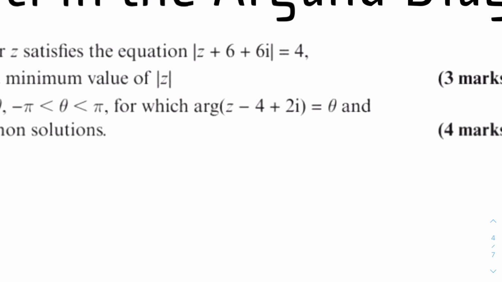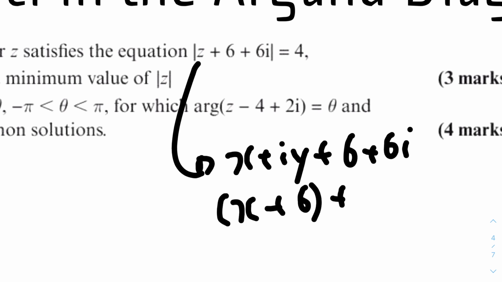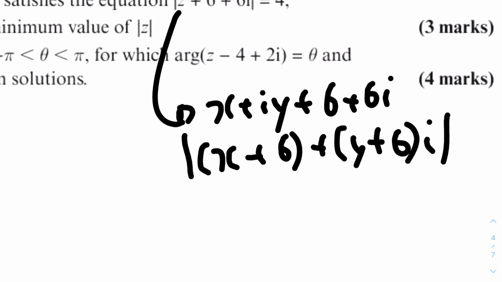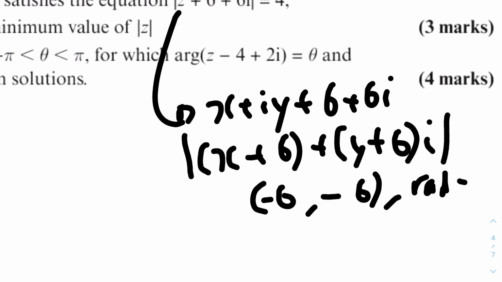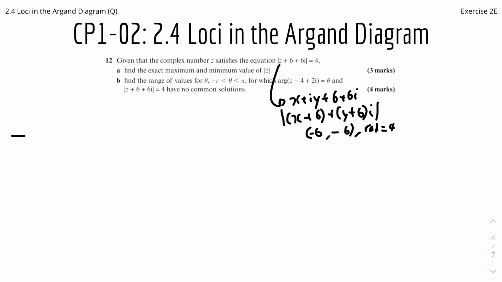So we know that this can be simplified into x plus iy plus 6 plus 6i, and therefore this gives us the modulus of x plus 6 and y plus 6i. Therefore this has center at minus 6 and minus 6, right? And the radius is of course 4 because it's written right here. So using this basic information, we can construct a simple and nice Argand diagram.